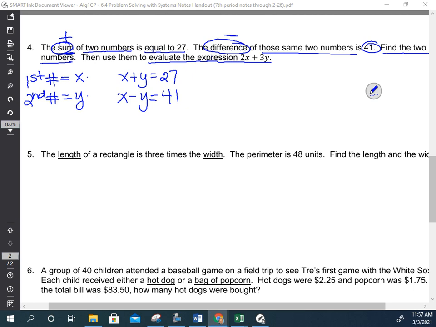All right. So now let's go ahead and solve it out. In order to do elimination, we have to have opposites.